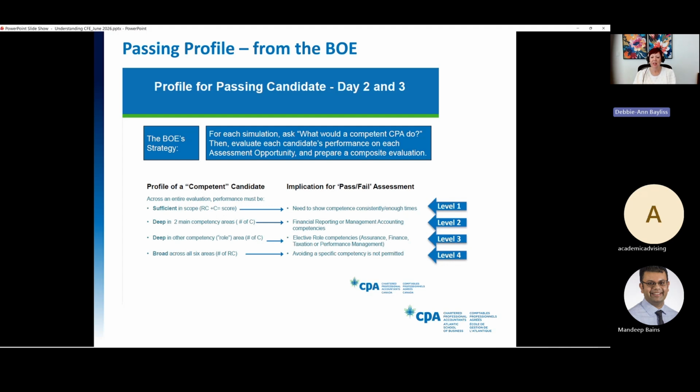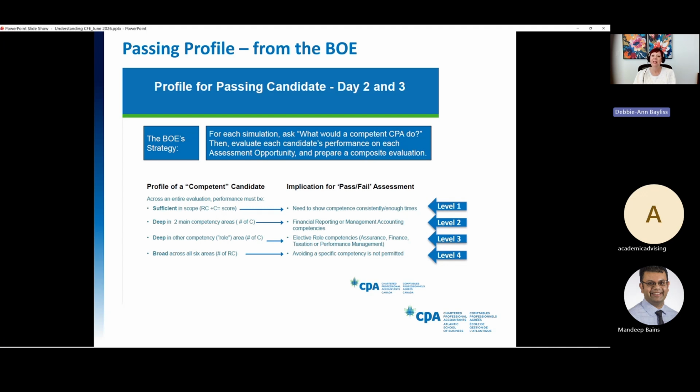So in 2020, the Board of Examiners provided the following information. There are actually 4 levels that you need to pass your combined results for day 2 and day 3. Level 1 is a sufficiency test, and that is that you need to achieve an undisclosed score in order to pass level 1. And they only look at the assessment opportunities you achieved reaching competent or higher.